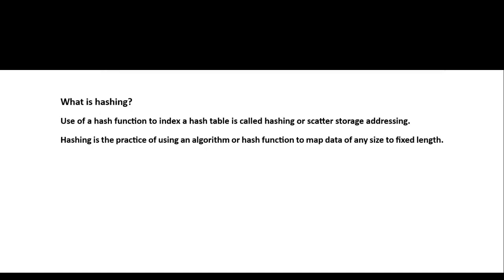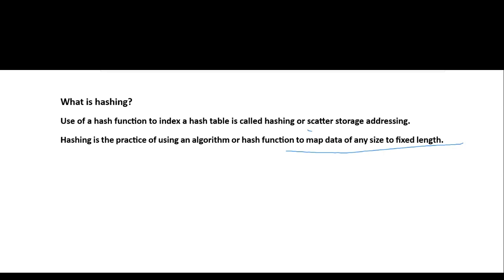Hashing is the practice of using an algorithm, which is a hash function, that we choose to map data of any size to a fixed length. This is very important. As I said in the beginning, it maps arbitrary size data to a fixed length, and that is the responsibility of hashing. The entire process of picking a hash function, giving it the keys, and generating the hash value is called hashing.